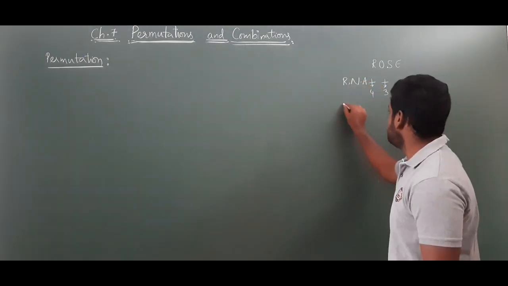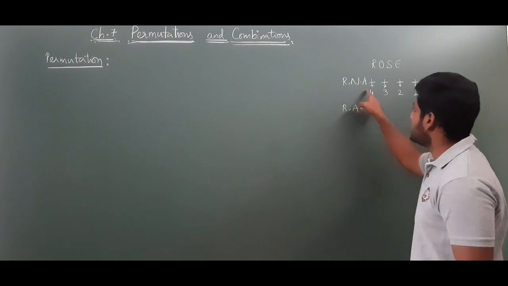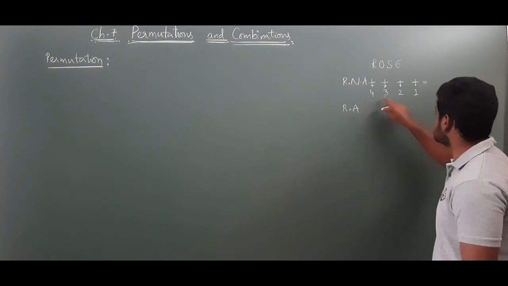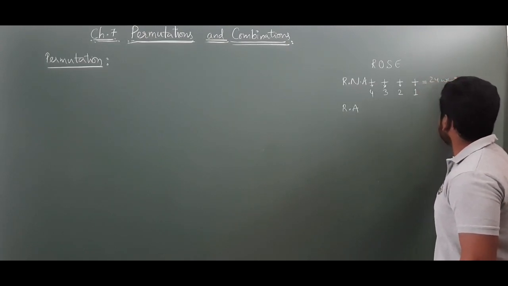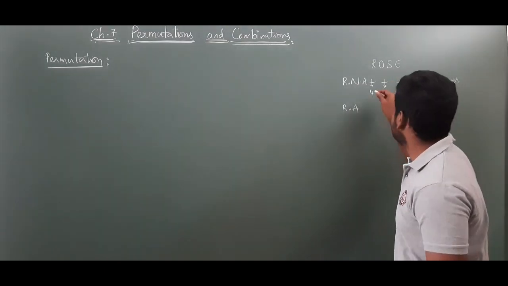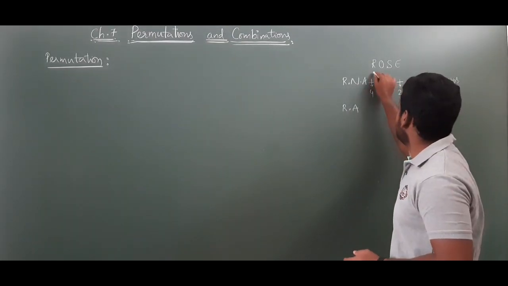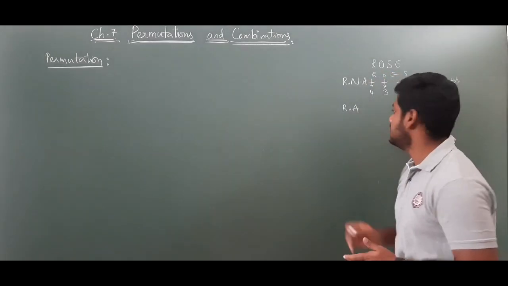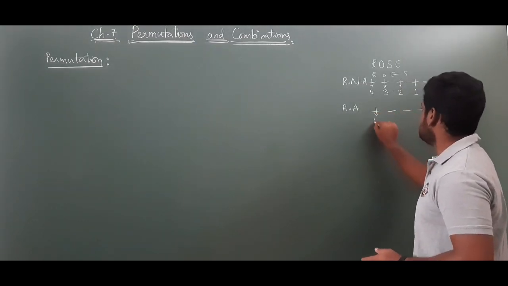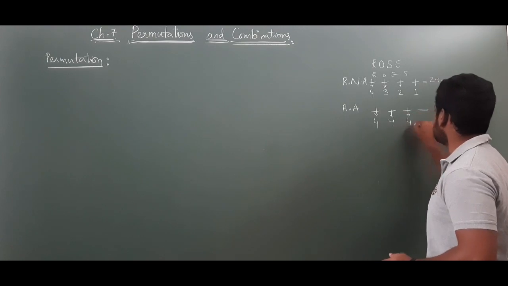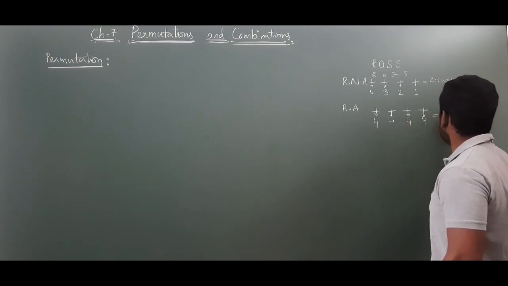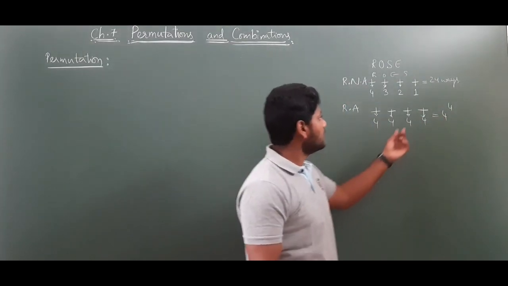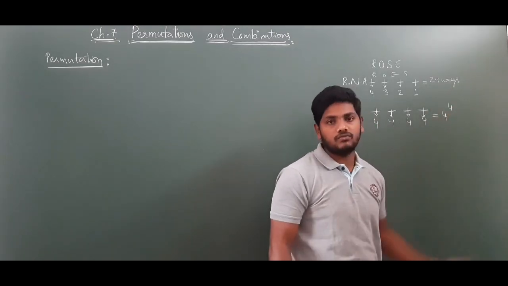Repetition is not allowed. RNA means repetition not allowed case. In that case, 4, 3, 2, 1 is the number of ways we can form the word ROSE differently, with or without meaning. It may be ROSE or ROES. Like that, 24 ways when repetition is not allowed. When repetition is allowed, this can be filled with 4 ways, again this with 4 ways, again this with 4 ways. So it will be 4 to the power of 4 ways when repetition is allowed.